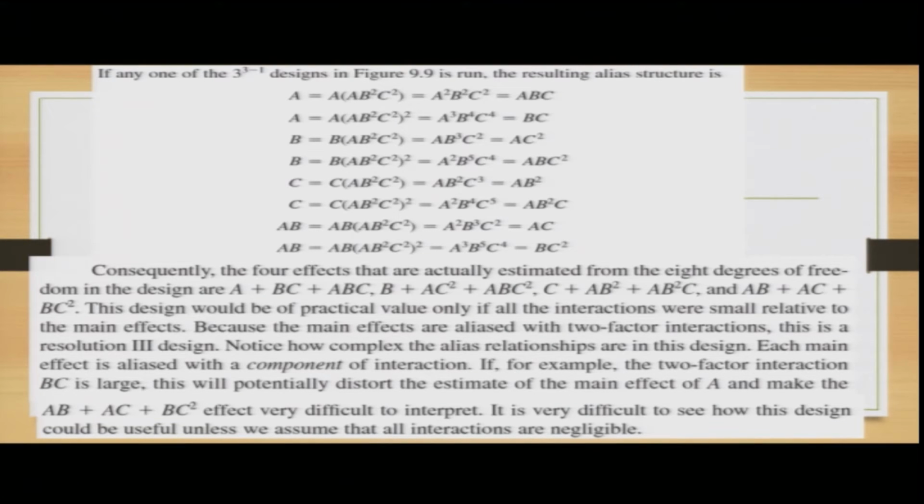Because the main effects are analyzed with 2 factor interactions, this is a resolution III design. That means we are trying to find out the effects to the 3rd level such that it gives you the maximum contrast. Notice how complex the alias structures are in this design. Each main effect is aliased with a component of interaction. If, for example, the 2 factor interaction BC is large, it will potentially distort the estimate of the main effect of A and make the effect corresponding to AB + AC + BC² very difficult to interpret.